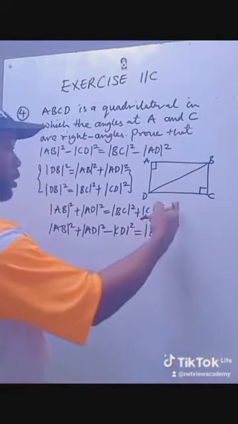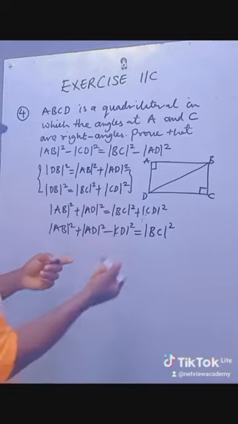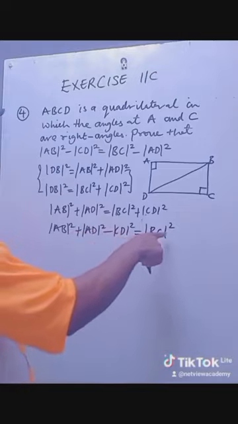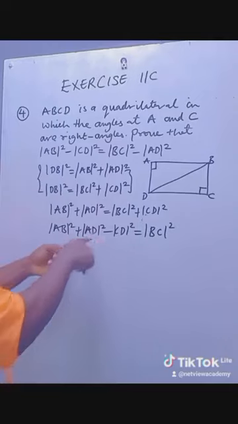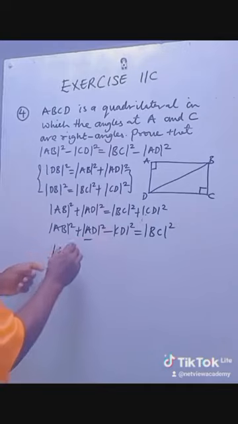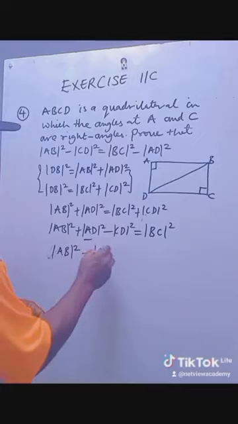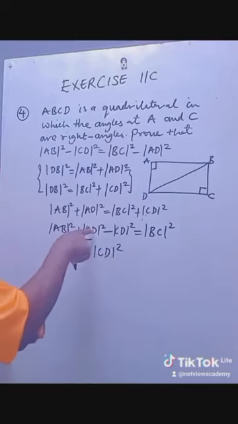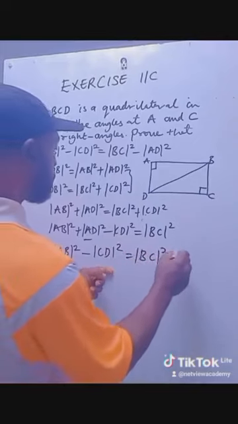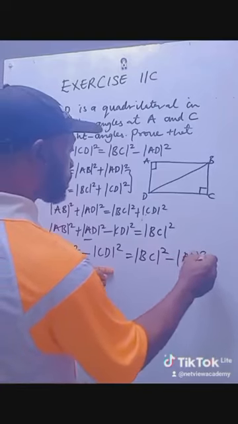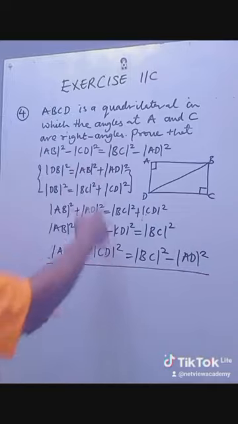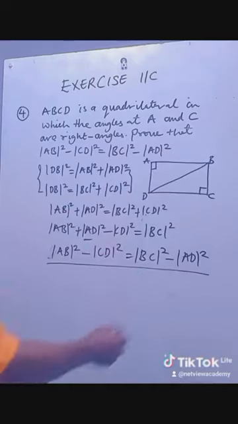CD squared minus CD squared is 0. Therefore, this expression is AB squared plus AD squared minus CD squared is equal to BC squared. And we're going to subtract AD squared from both sides. Therefore, AB squared minus CD squared, because AD squared minus AD squared is 0, is equal to BC squared minus AD squared. Therefore, AB squared minus CD squared is equal to BC squared minus AD squared.